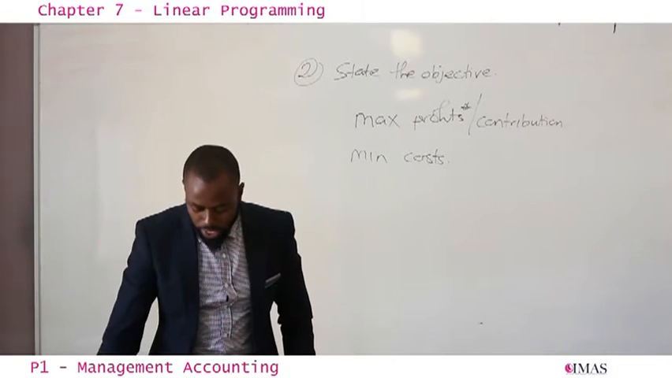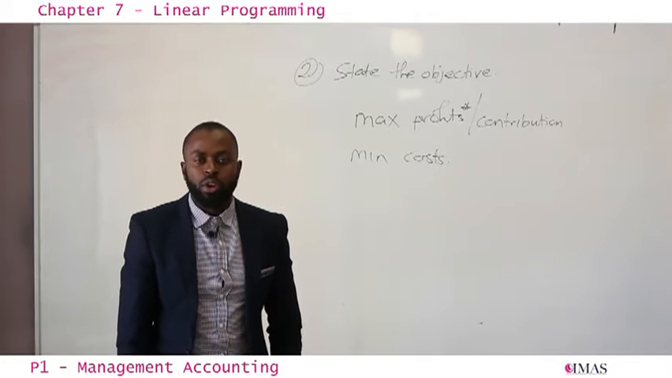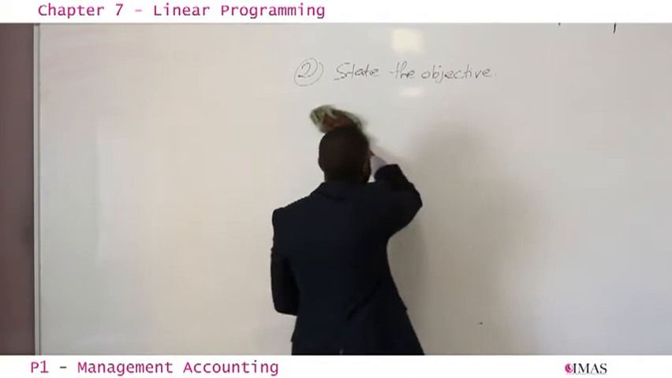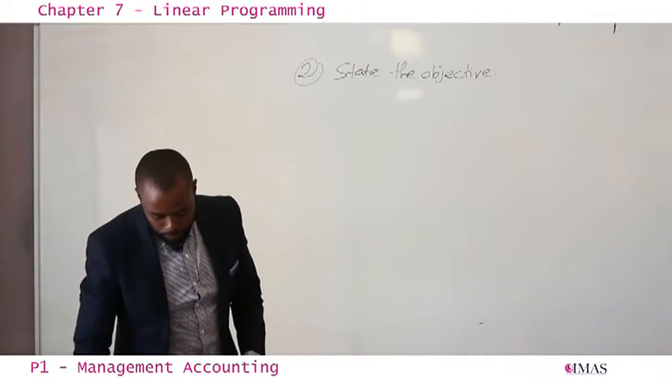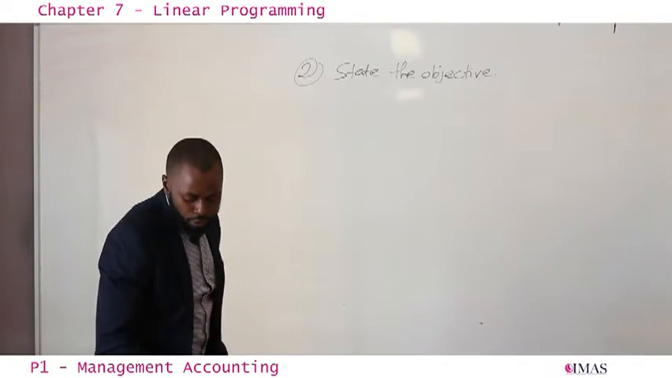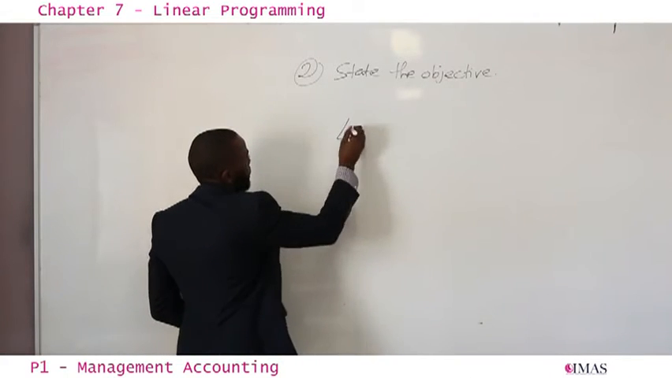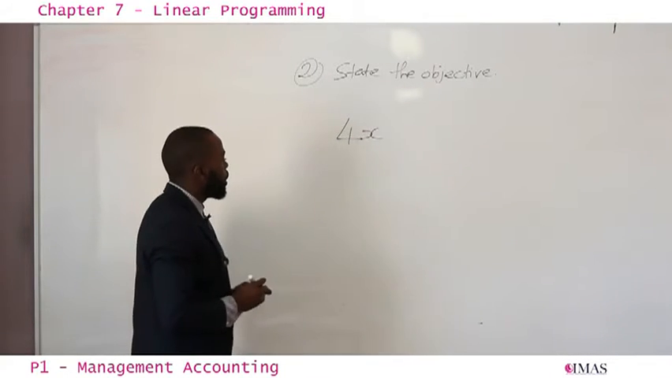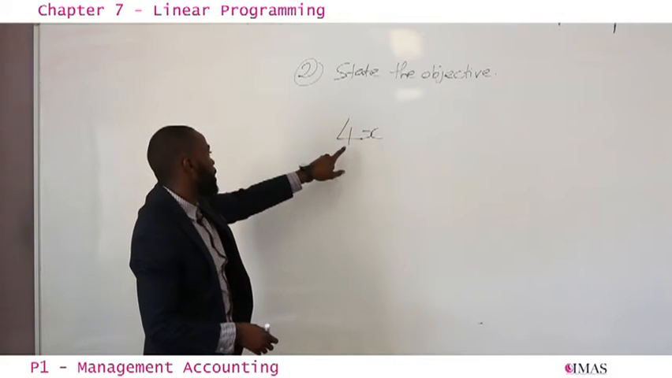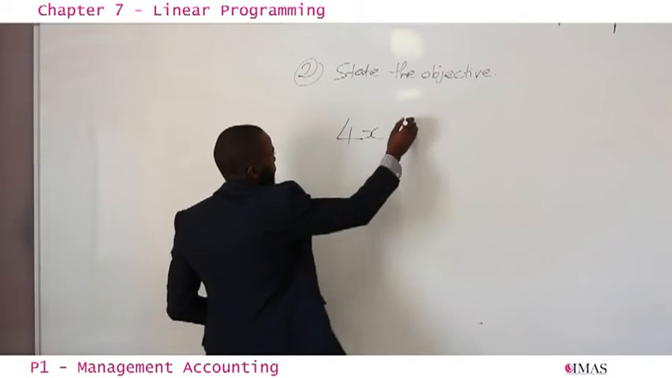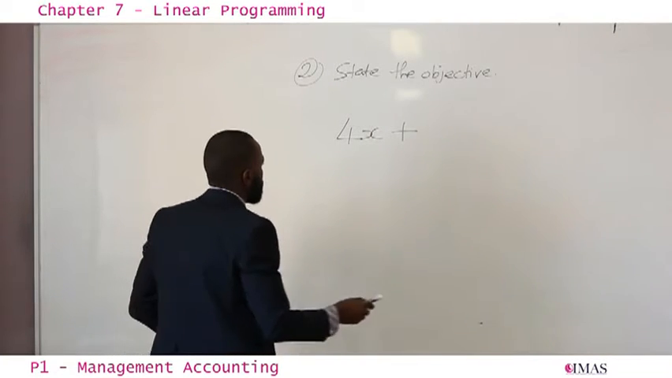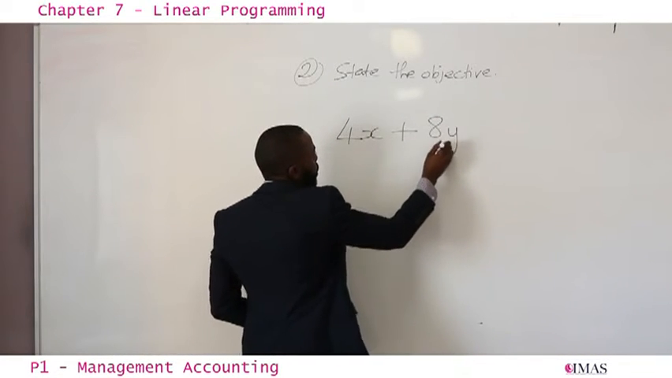So with this question, our aim is to find the optimum production line. So we want to maximize the contribution. To maximize the contribution here, we have to look at the contribution for product X. Product X has $4 per unit contribution. So we say 4X. We don't know yet how many units we want to produce of X, but we know each unit provides a contribution of $4. Plus, each unit of Y contributes $8, plus 8Y.